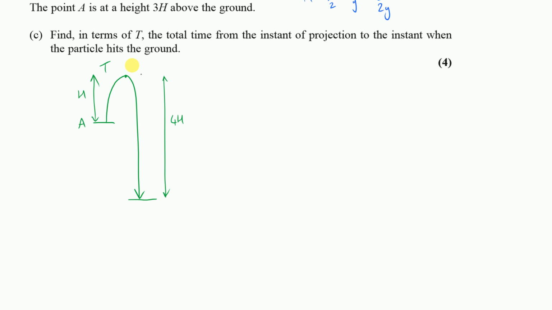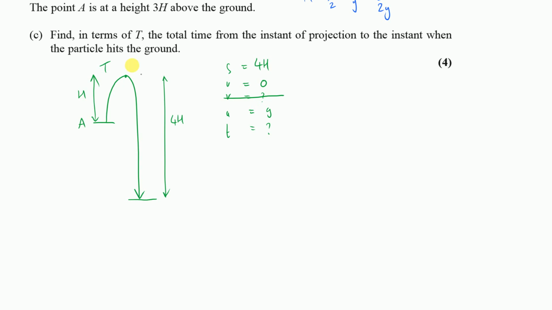So thinking about SUVAT for the second part of my journey, S-U-V-A-T, S is equal to 4h, U is equal to 0, V we actually don't know or need to know, so we can strike that through. I'm going to be accelerating at g, and my time we don't know.